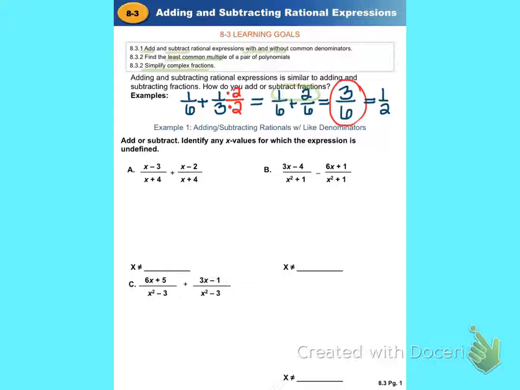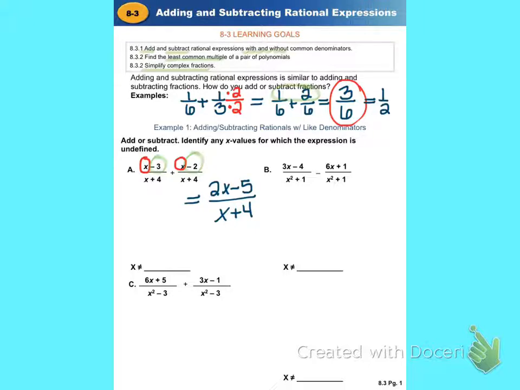So let's take a look at example 1, which is adding and subtracting rationals with like denominators. So these already have the same denominator, or common denominator. If we take a look at example A, we want to add (x minus 3) over (x plus 4) and (x minus 2) over (x plus 4). Again, they both have the same denominator. So that means the denominator of my answer is going to be x plus 4. And to get my numerator, I'm simply going to add my like terms together. I'm going to add the two x's together. x and x is 2x, and minus 3 and minus 2 add to minus 5.